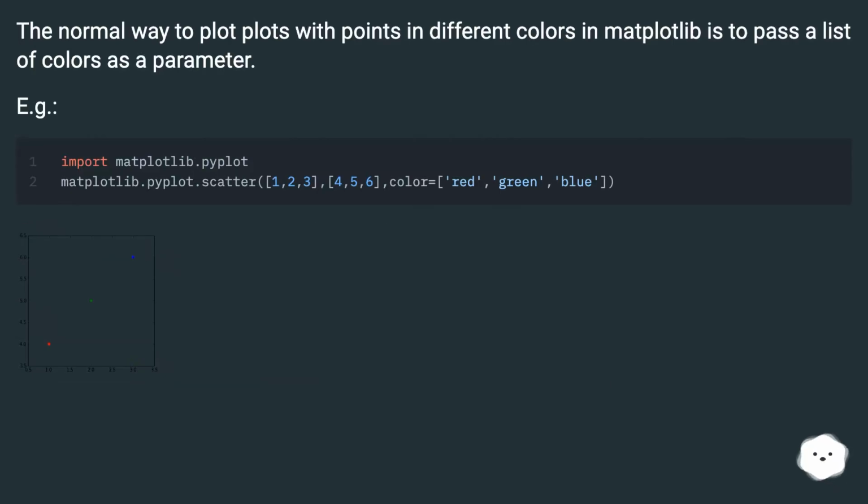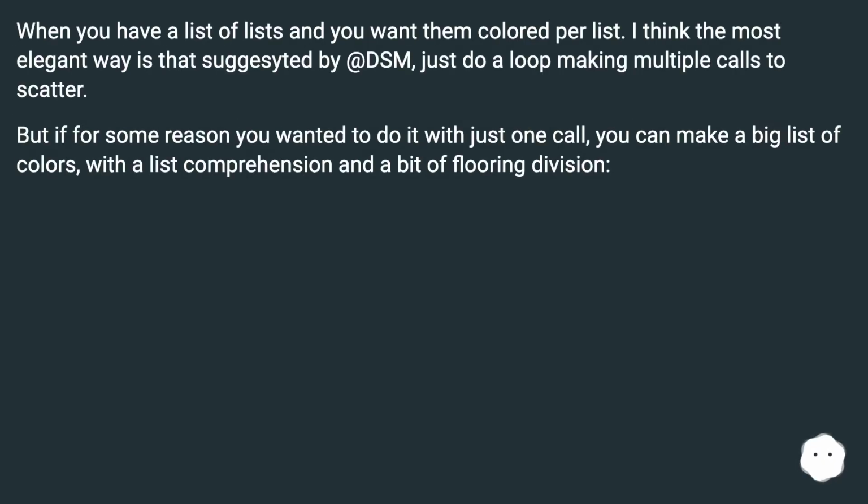The normal way to plot points in different colors in Matplotlib is to pass a list of colors as a parameter, e.g. when you have a list of lists and you want them colored per list. I think the most elegant way is that suggested by @DSM. Just do a loop making multiple calls to scatter. But if for some reason you wanted to do it with just one call, you can make a big list of colors with a list comprehension and a bit of floor division.